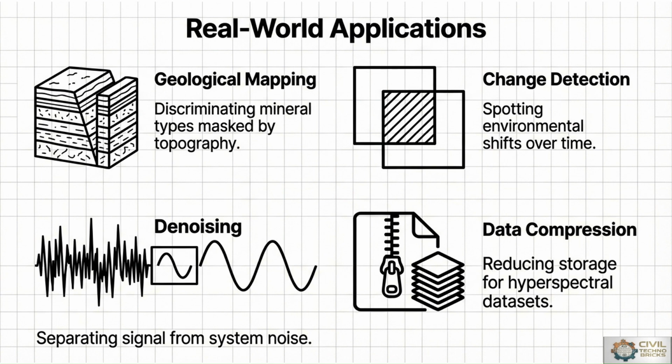So what are the real world applications of principal component analysis? Principal component analysis supports geological mapping by distinguishing rock and soil types hidden within complex terrain. Change detection helps monitor environment and land use changes over time. Denoising improves image quality by separating useful information from sensor noise. Data compression reduces storage requirements for hyperspectral and multispectral datasets.